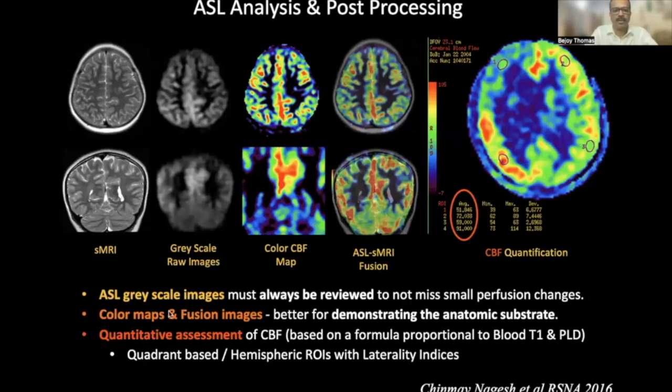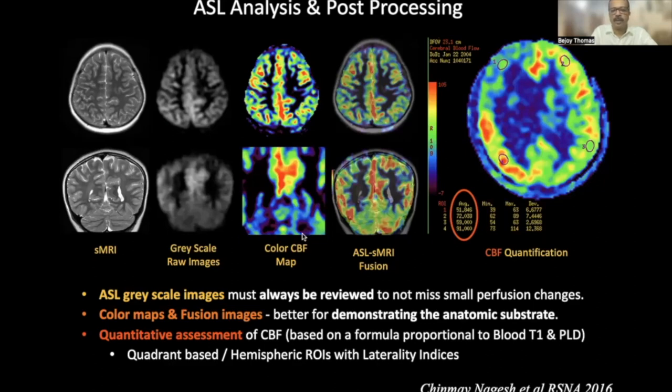When we come to ASL analysis and post-processing, we get the grayscale images, which are a subtracted image, and we can also generate a color map, a perfusion heat map, which will give a qualitative idea about how much perfusion is happening in the brain, or whether perfusion loss is there in certain regions of the brain. In addition, we can also quantify the cerebral blood flow from these images.